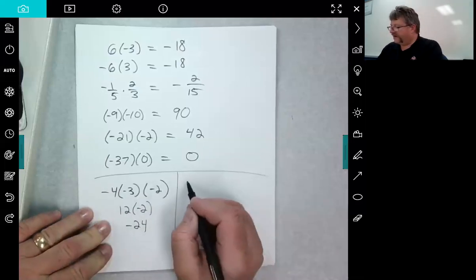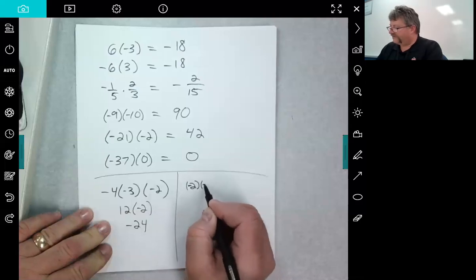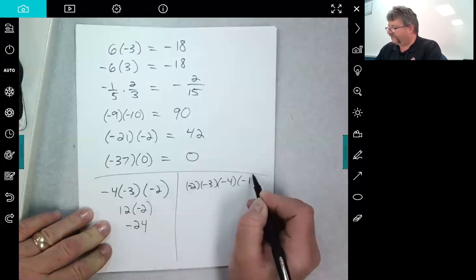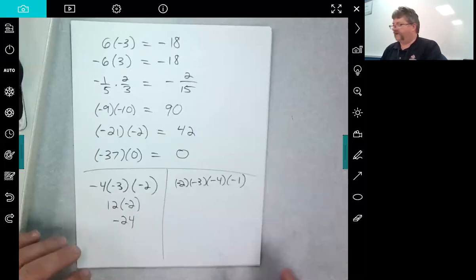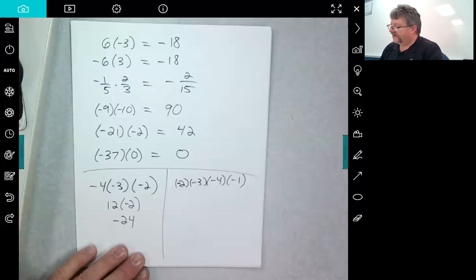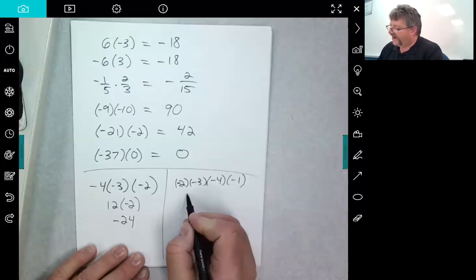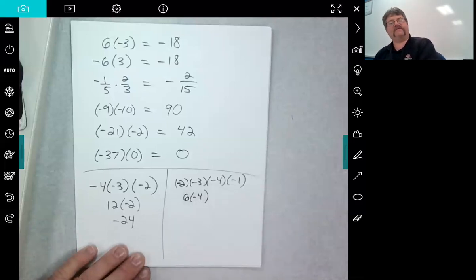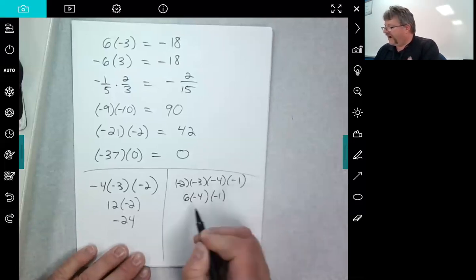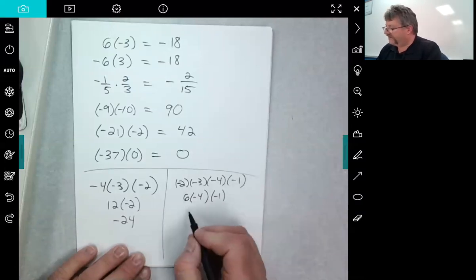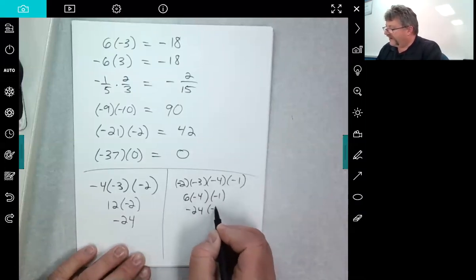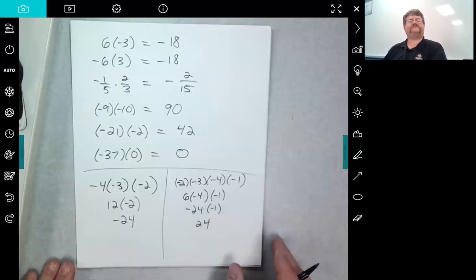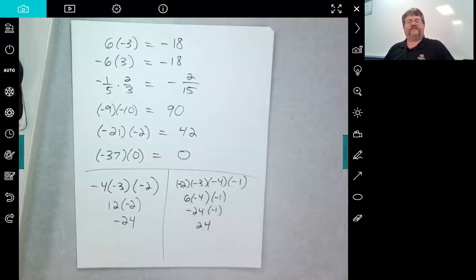What about this one? Negative 2 times negative 3 times negative 4 times negative 1, so the number doesn't get so big. Negative 2 times negative 3. Negative times negative is positive 6. Positive 6 times, let me write the whole thing. Positive 6 times negative 4 is negative 24. And negative 24 times negative 1 is positive 24. Okay, you may see a pattern.